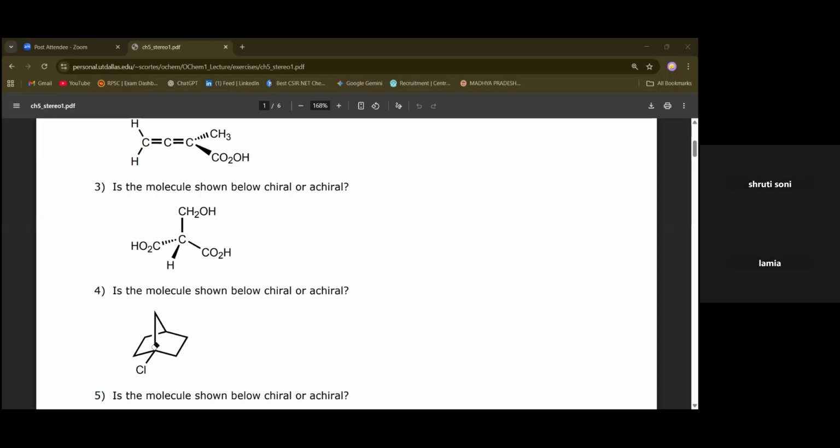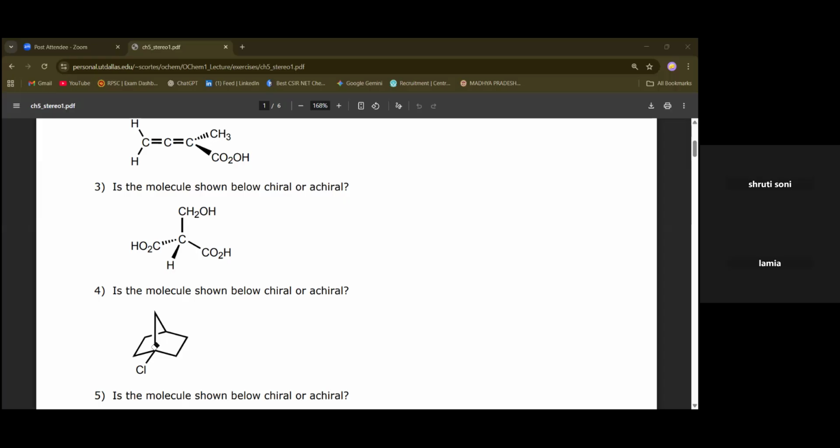Okay. Is the molecule shown below chiral or achiral? Okay, so what is chiral? There's chiral in terms of the whole molecule, right? Yes, four different groups. Good. So for the fourth compound, we'll check the fourth first. In the fourth question, they are having all different groups.